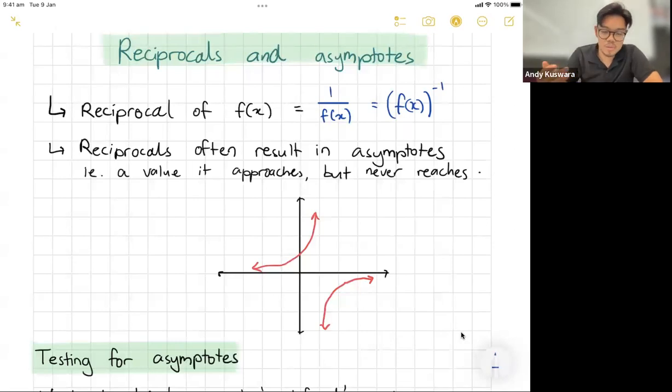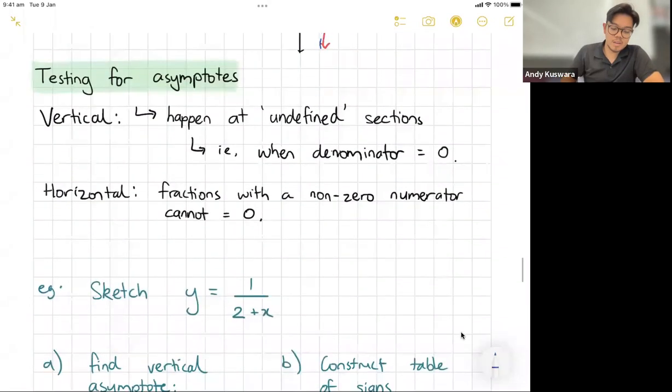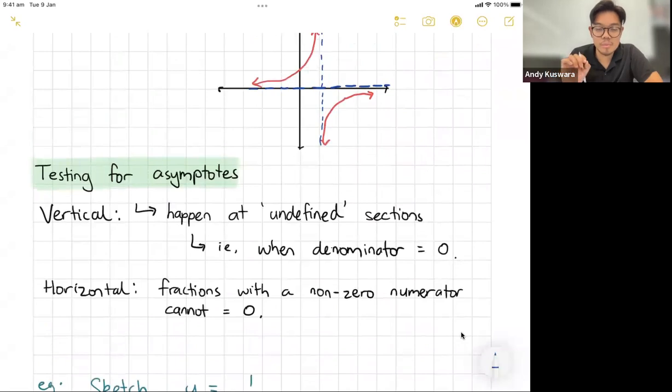Now, reciprocals often result in asymptotes. If you've forgotten, an asymptote is a value that a graph will approach but never reach. In this case, this dotted line that I'm drawing for the hyperbola is a vertical asymptote. But then we also have one more that's sometimes a bit harder to see: a horizontal asymptote. Many graphs will have multiple vertical ones, or some horizontal, and sometimes a mixture. Asymptotes are super important to help us graph things out. They almost tell us where things go and how they end up.